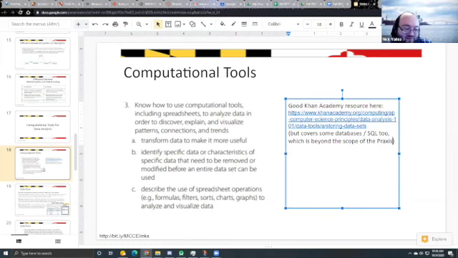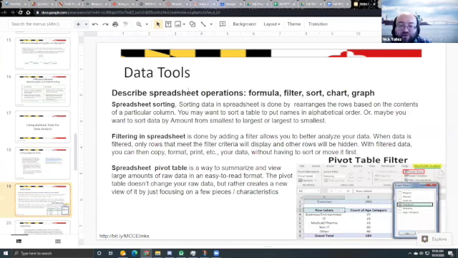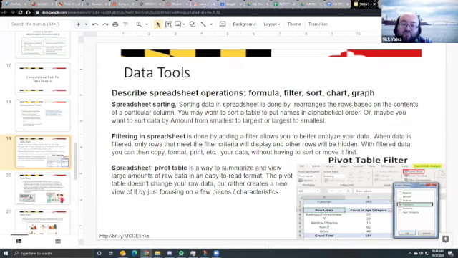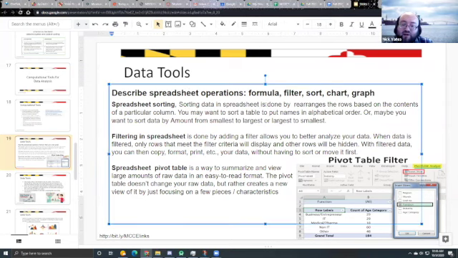So let's dive into these three things. We've got a couple of slides here about data tools. You should be able to describe different spreadsheet operations, like using formulas, for example a formula to find the average, or a formula to add up all the numbers in a column. You should understand sorting in a spreadsheet. Sorting data will rearrange the rows or the columns depending on which way you sort it. For example, you might want to put all the names in alphabetical order, or sort the data by amount from smallest to largest, right?